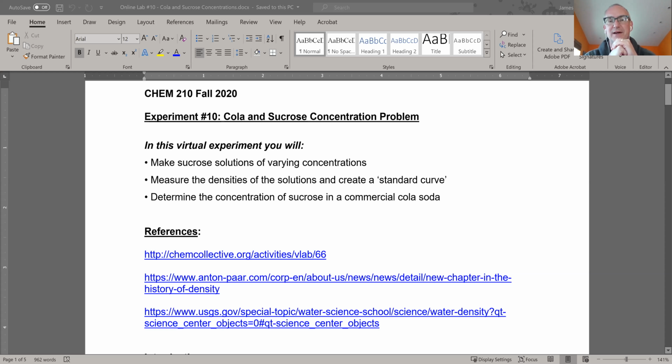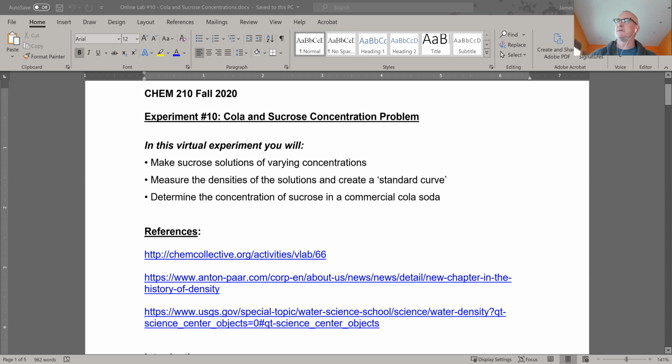What's the typical sweetener in a not-diet cola? There's lots of different ones, but again, regular soda. What's the typical sweetener now? Ryan, right? Corn syrup, high fructose corn syrup.